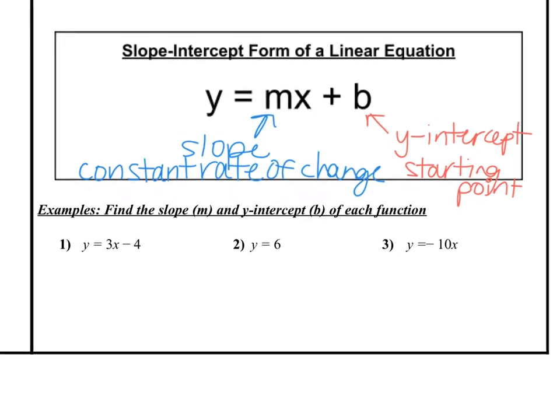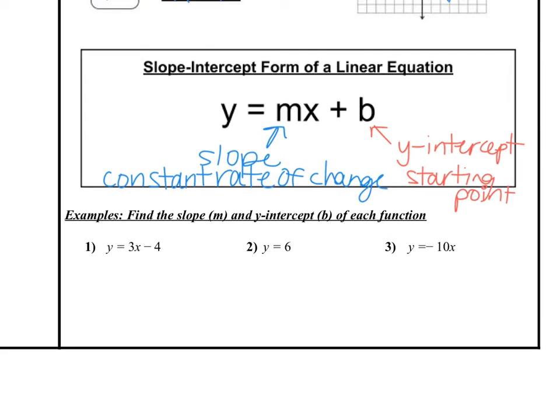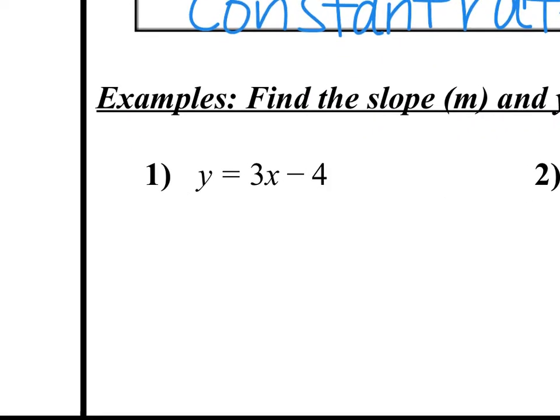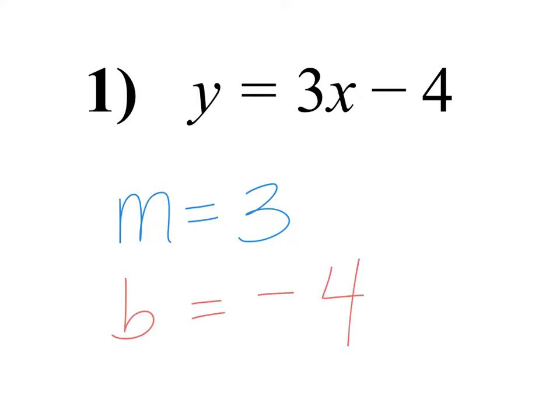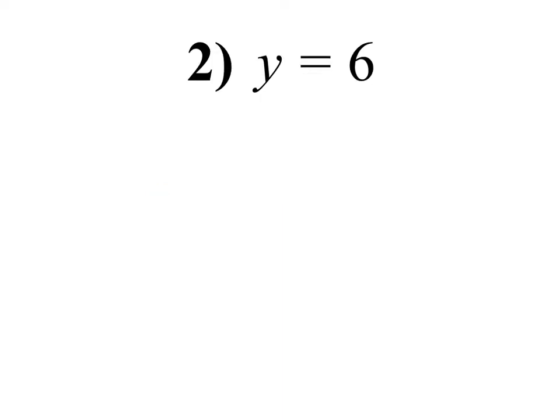So, your examples here, we're going to identify the slope m and the y-intercept b of each. Y equals 3x minus 4. What is the slope, guys? 3, the number next to x. What's the y-intercept? Be careful. Thank you. It is negative 4. It is not positive 4. That sign does matter.